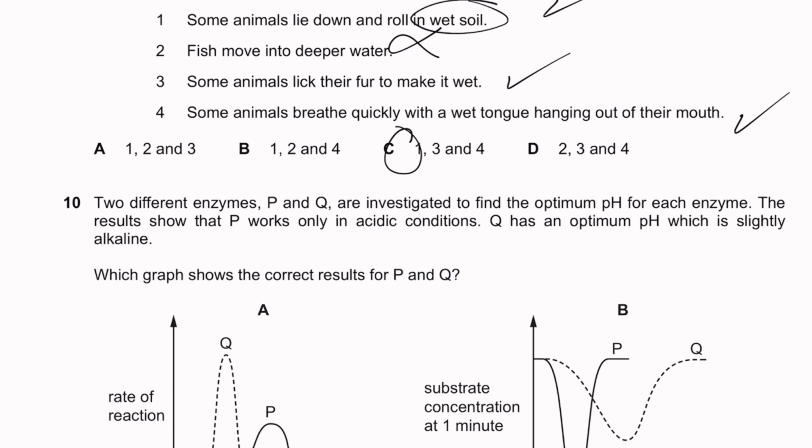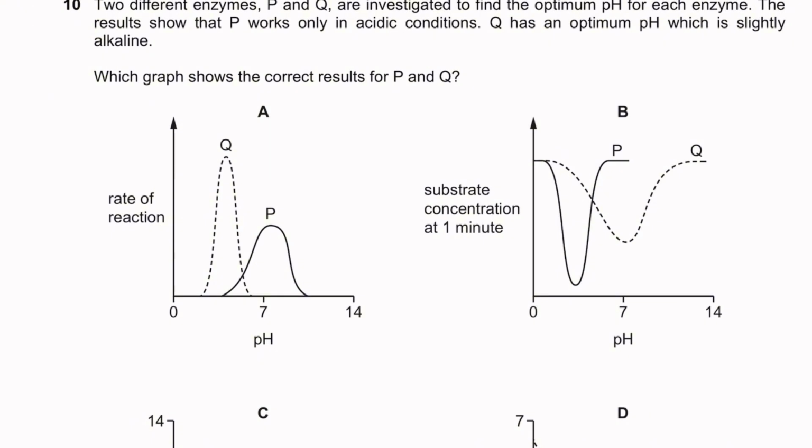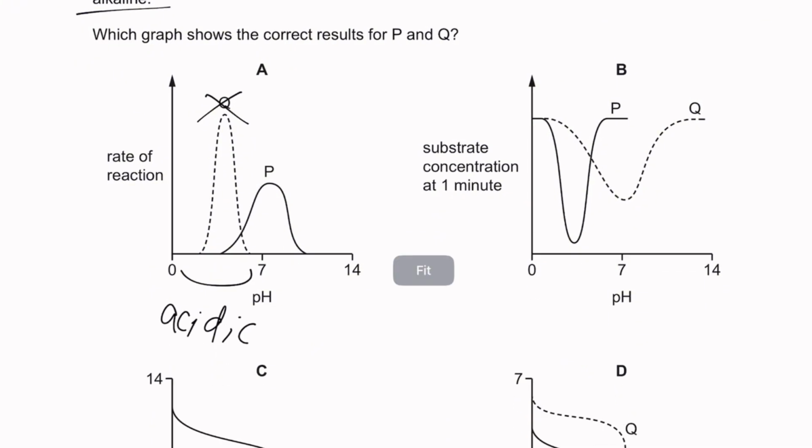Two different enzymes, P and Q, are investigated to find the optimum pH for each enzyme. The results show that P works in acidic conditions, Q has an optimum pH which is slightly alkaline. Okay, so he said here that P works only in acidic conditions, and then here it's slightly alkaline for Q. So which graph shows the results for P and Q? Okay, now for pH below 7, we should find P has an optimum pH, so this should be wrong because you can see below 7 we know it's acidic, so it makes no sense for Q to have the optimum pH here.